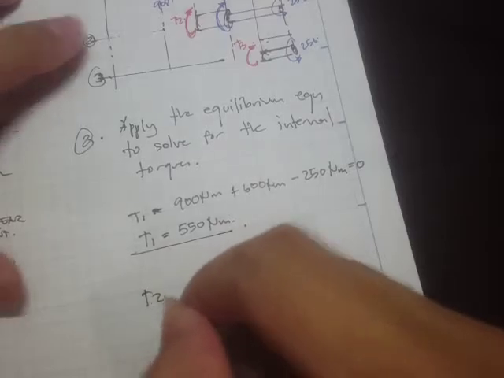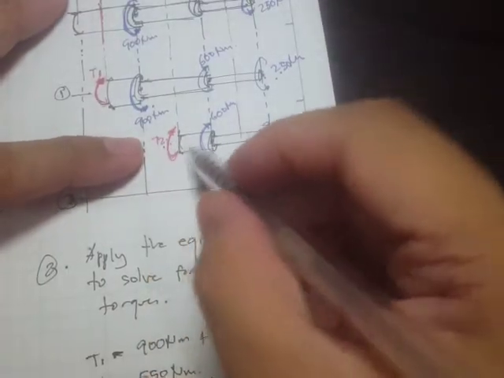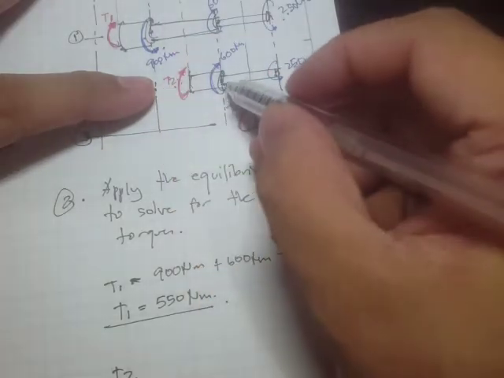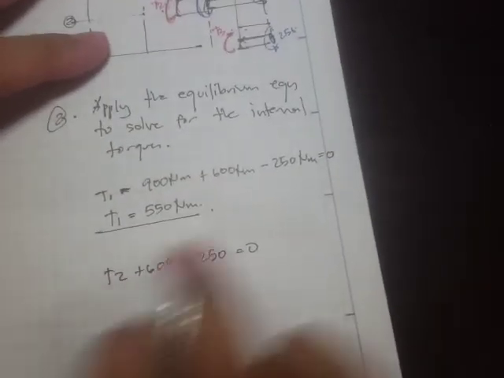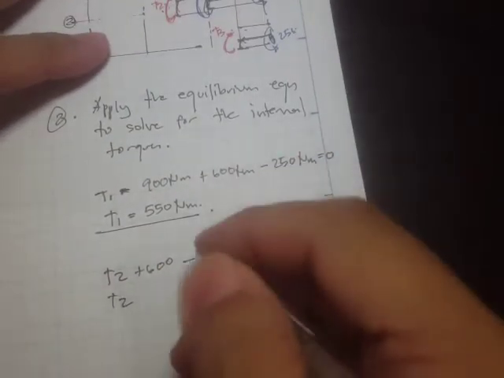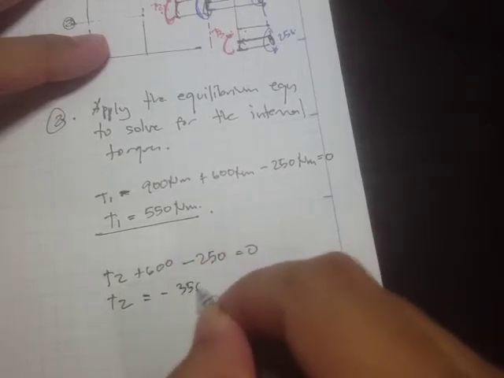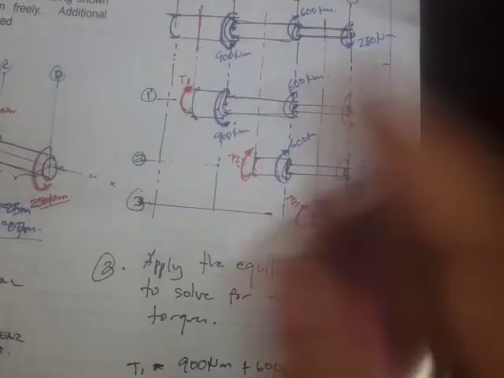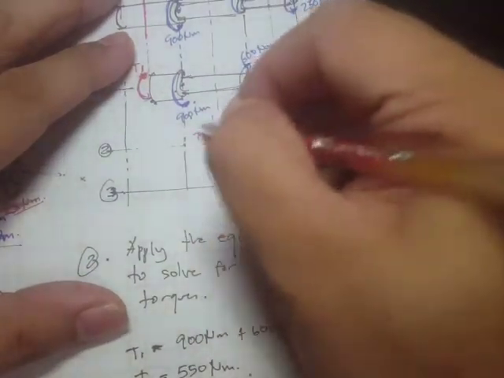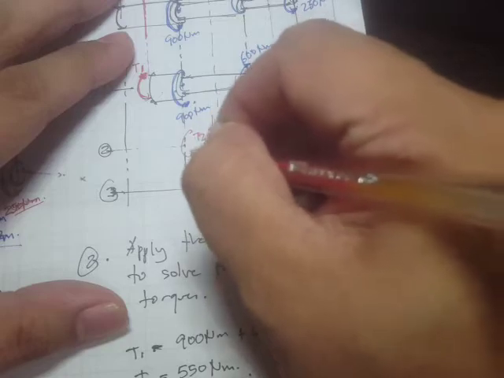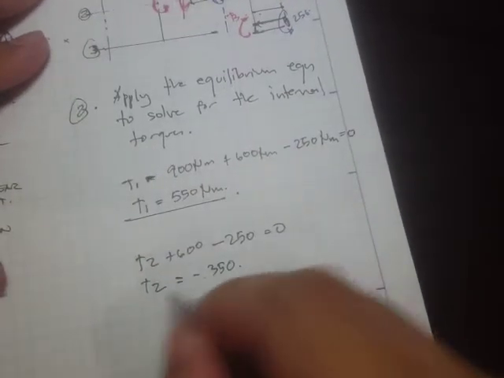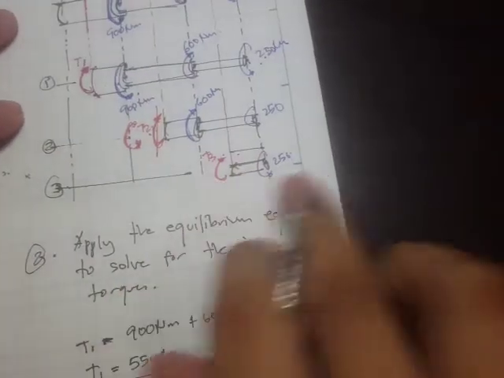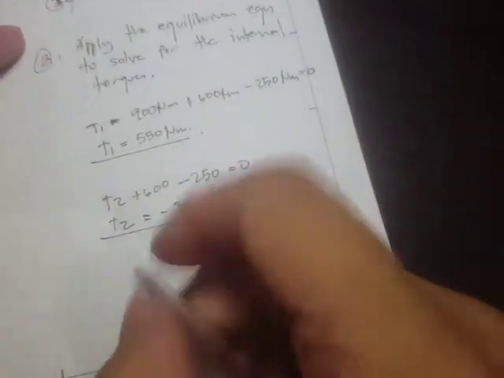Okay, so the next is, let's solve for T sub 2. Right, so for T sub 2, this is T sub 2 plus 600, minus 250 is equal to 0. So if we transpose this, what we get is T sub 2 is equal to negative 350. So that means that this direction is not clockwise, but rather counterclockwise. All right, so that's going to be our direction. And for T sub 3, it is simply equal to 250.